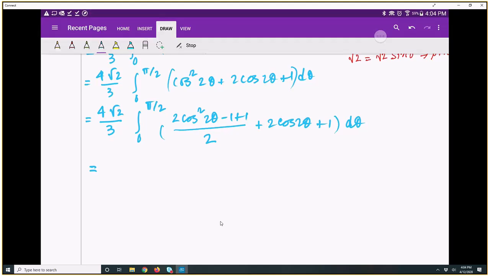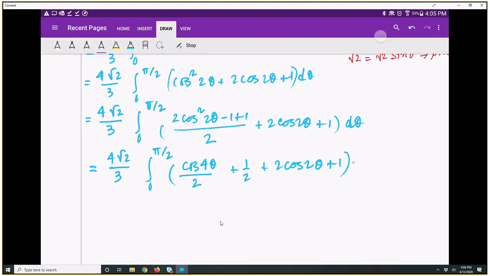So I get first 4 square root of 2 over 3, which is the outside, integration 0 to pi over 2. 2 cosine square 2 theta minus 1 is cosine 4 theta. So I say cosine 4 theta over 2 plus 1 half plus 2 cosine 2 theta plus 1. And now I can start integrating with respect to theta.